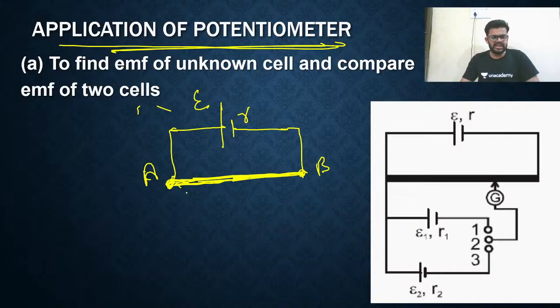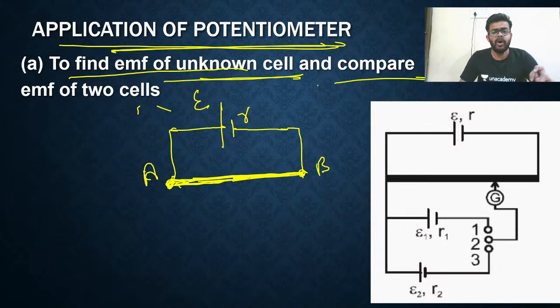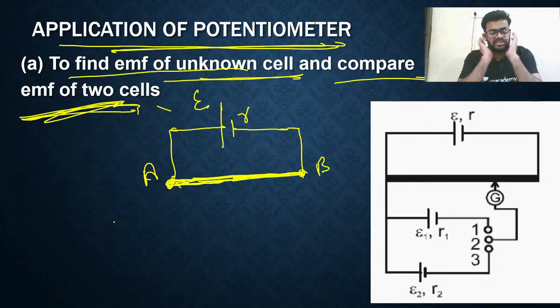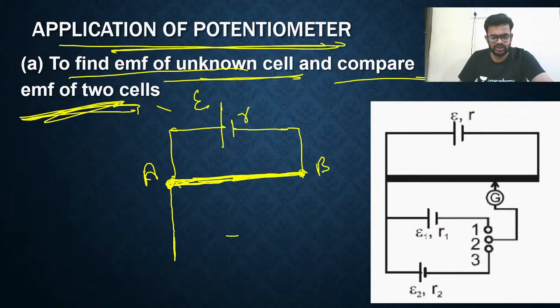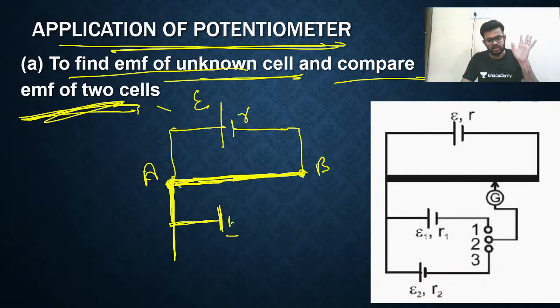Now it depends on how to use this potentiometer. It always depends on what the task is, and what type of circuit should be used. Here the first task is to find the EMF of an unknown cell or to compare the EMF of two cells. Let's say you have two cells and you don't know the EMF value. What will you do? You will simply use a secondary circuit. In that you will add one known cell about which you know everything. So this is E1 and this is R1. This is known to you. Its free terminal is here.